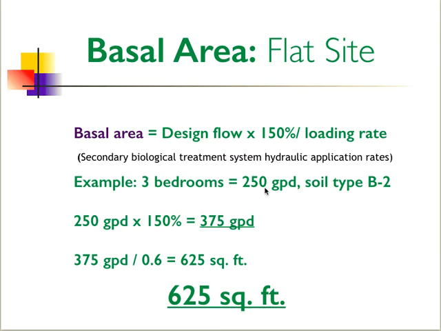Again, 3 bedrooms at 250, soil type, and we're going to assume that we're in B2. So our design flow of 250 gallons times 150%, we're going to use 375 gallon a day design flow. To get our square footage, divide that design flow by 0.6, our application rate to the B2 soils, and we end up with 625 square foot. Now this is our minimum square footage, not our maximum.